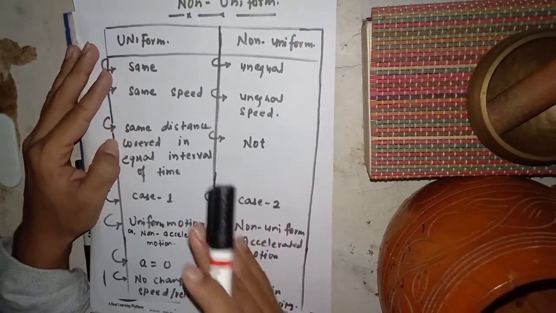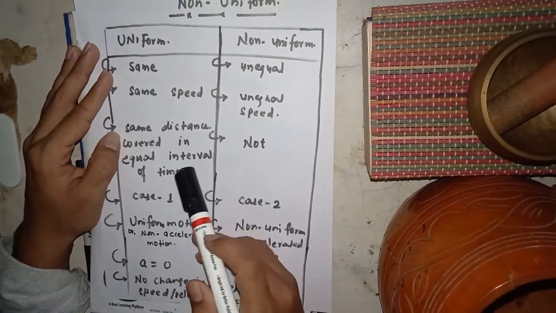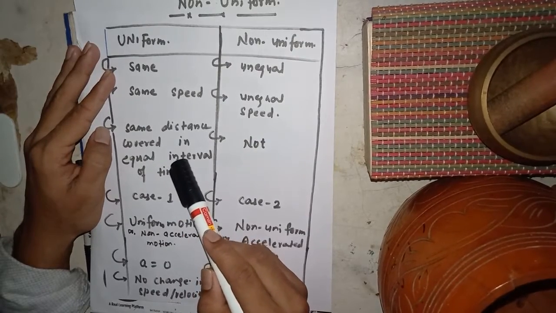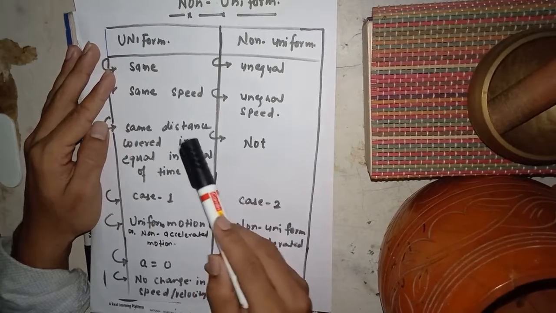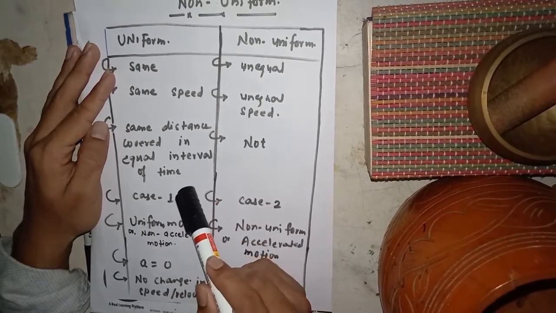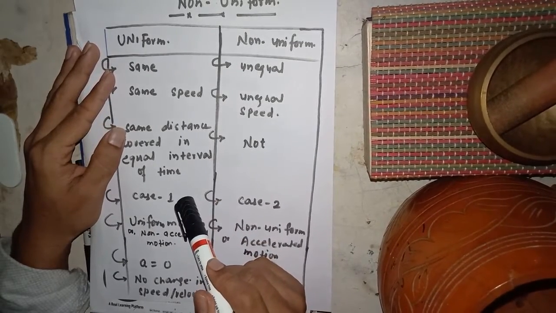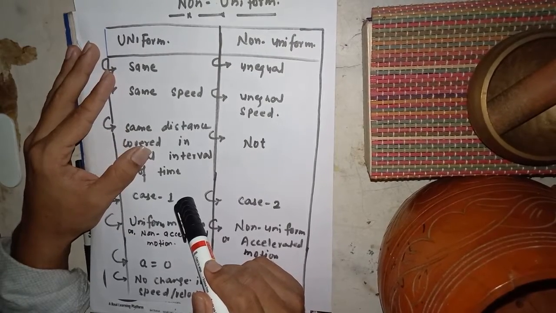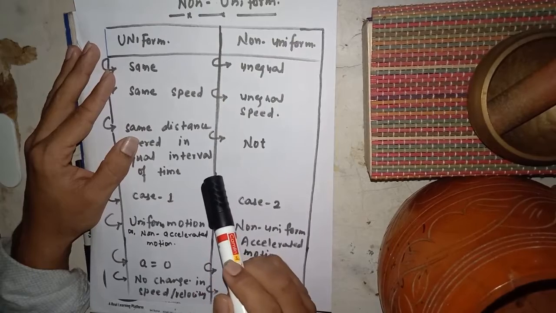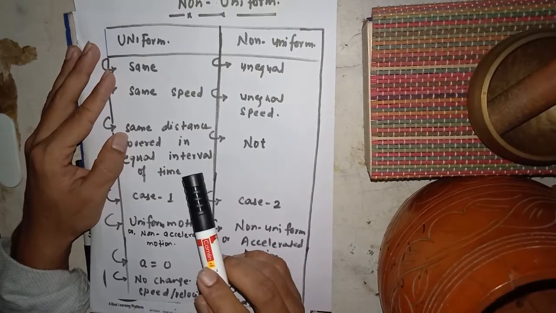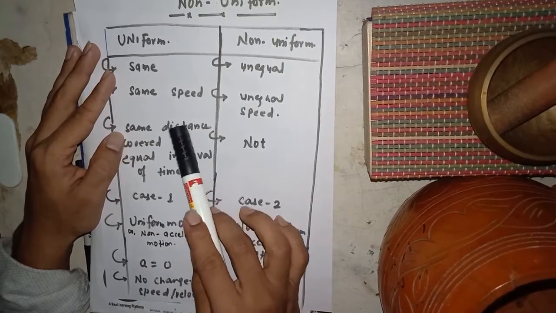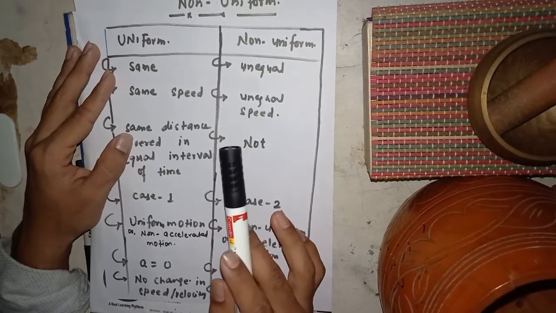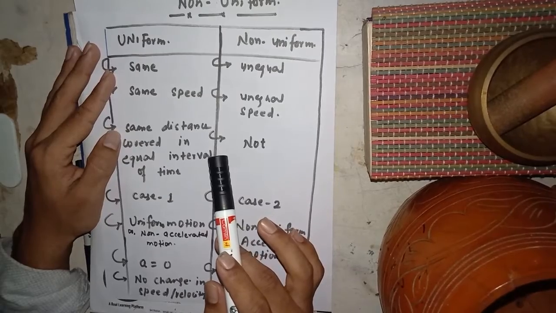So I have already told you, if speed is same or velocity is same, that means an object travels equal distances in equal intervals of time. If it covers 20 meters in 5 seconds, and then in every 5 seconds it also covers 20 meters, then its velocity or speed is same. Otherwise their speed is not same. Have you got my point?